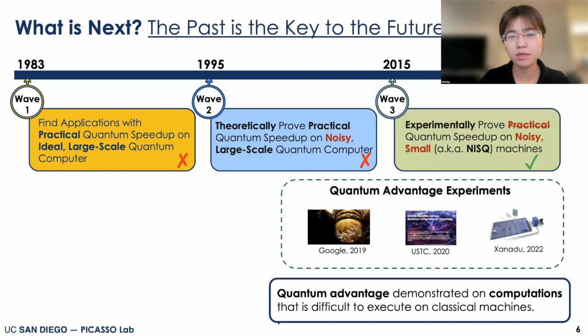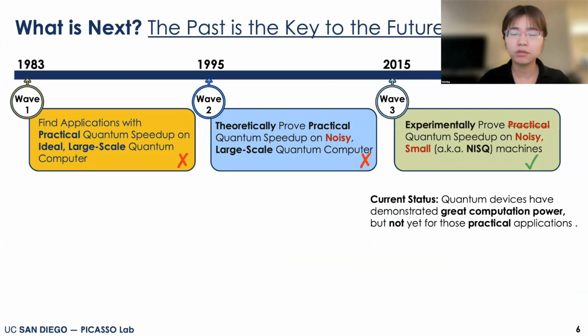There are a series of quantum advantage experiments being shown in the last few years from Google, from USTC, and from Xanadu. But I have to emphasize here, so I cross out this "practical" because usually when we show this kind of experimental advantage, we are not working on some practical applications. Instead, we work with some computer theory guys to design some computation that is super hard in terms of complexity.